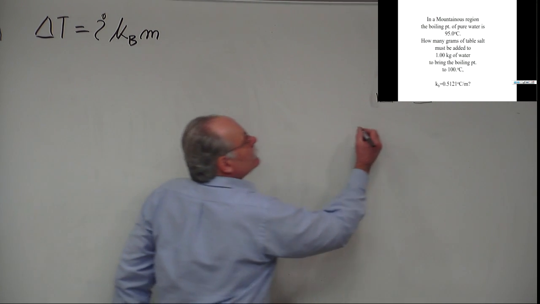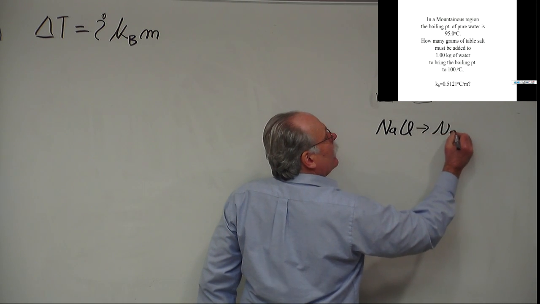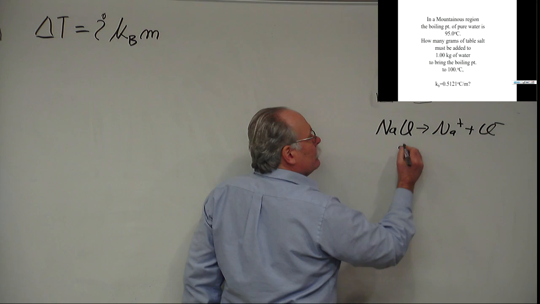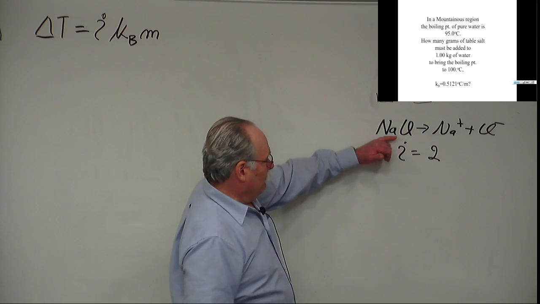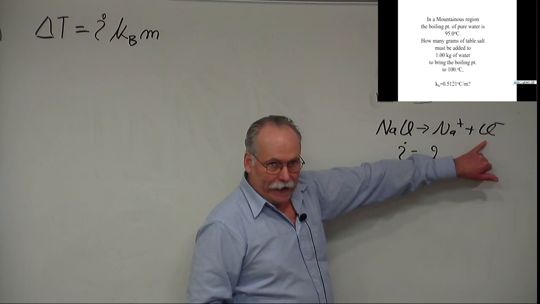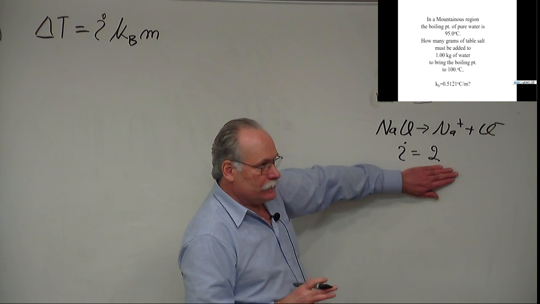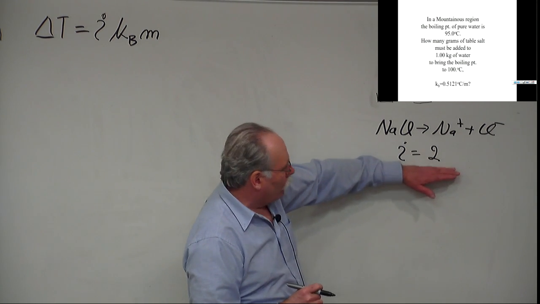Sodium chloride is an electrolyte. NaCl dissociates into Na+ and Cl-. Therefore, the value of i for an ideal solution is 2. That is, every mole of this creates 2 moles of ions. In reality, the value of i will be slightly less than 2, depending on the concentration. The greater the concentration, the lower it gets.